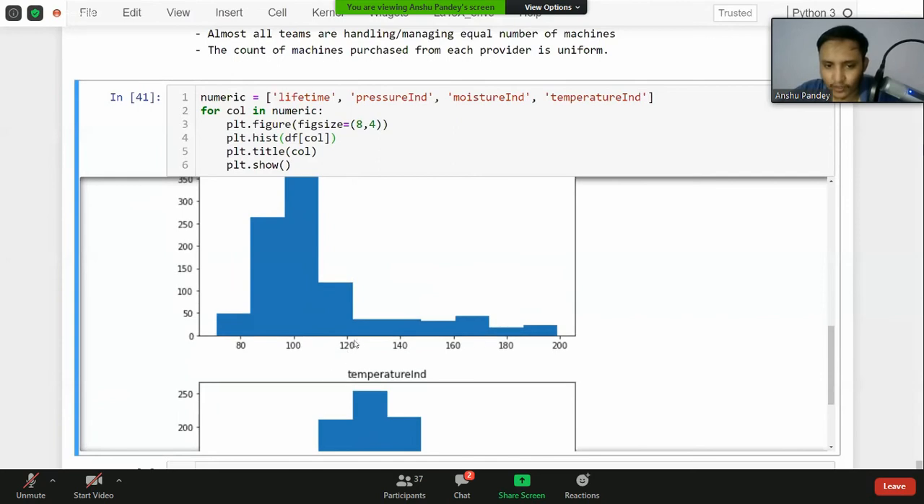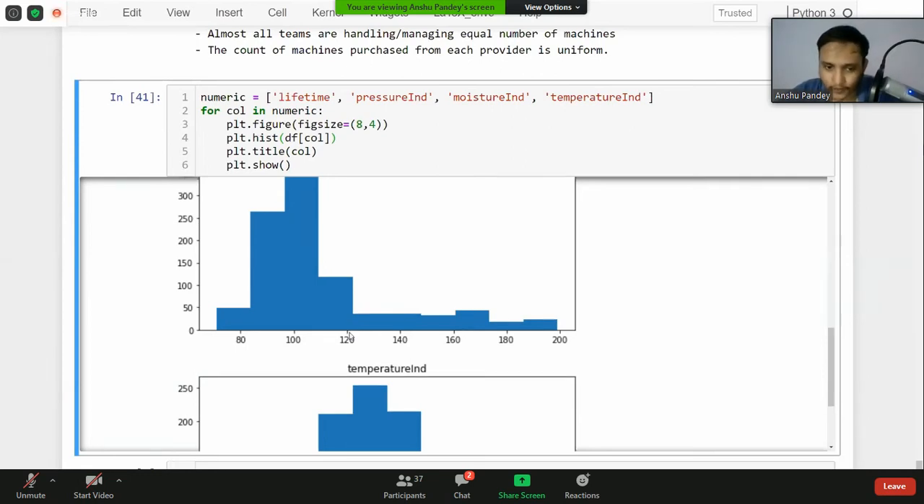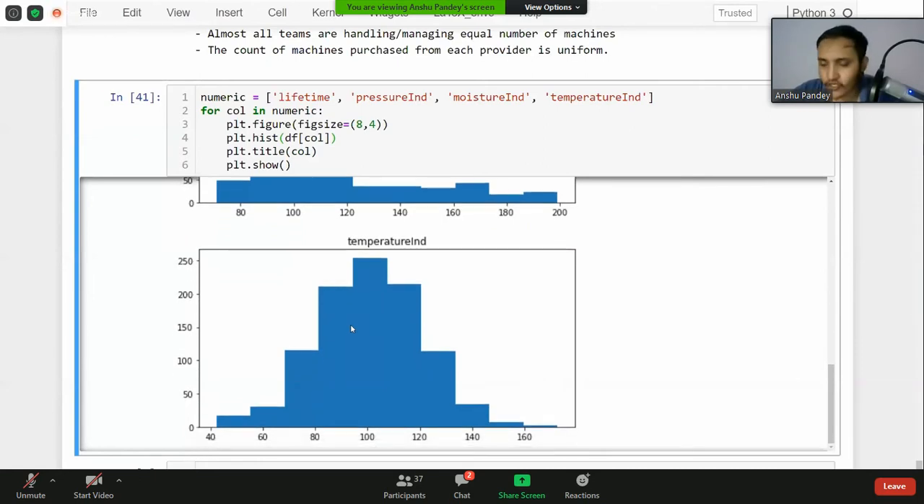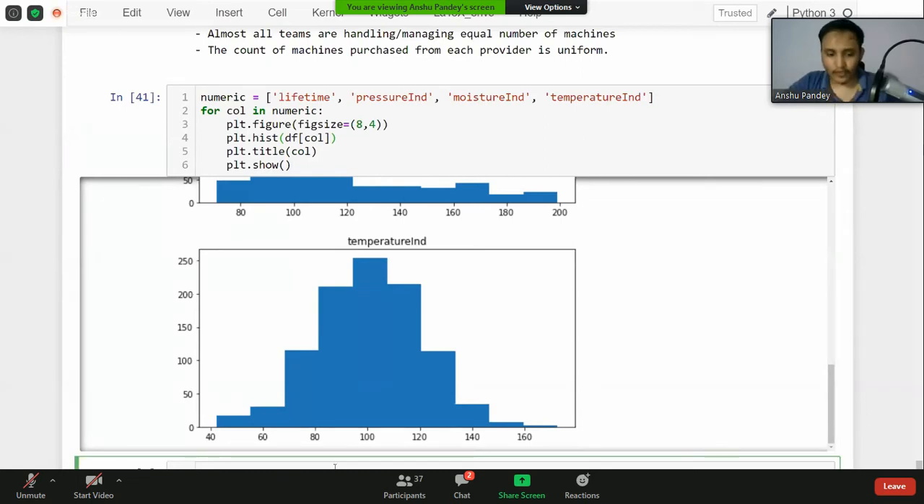You can see that most of the machines are having between 80 to 120. So it could be a possibility that 80 to 120 could be a possibly safe range of moisture. We are not sure of that because this is univariate. Temperature is almost a normal distribution, right? Most of the machines are operating between the temperature 80 to, let's say, 120. So we can write our analytics here.